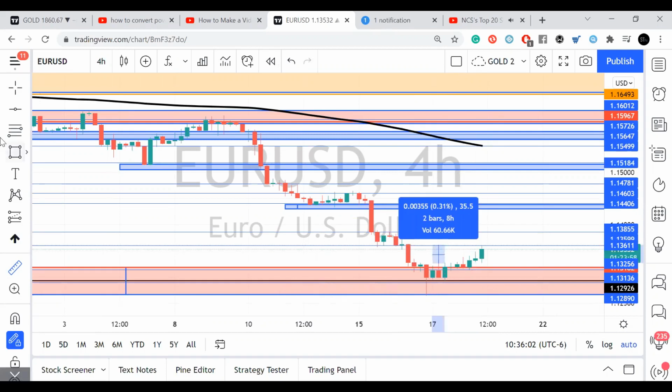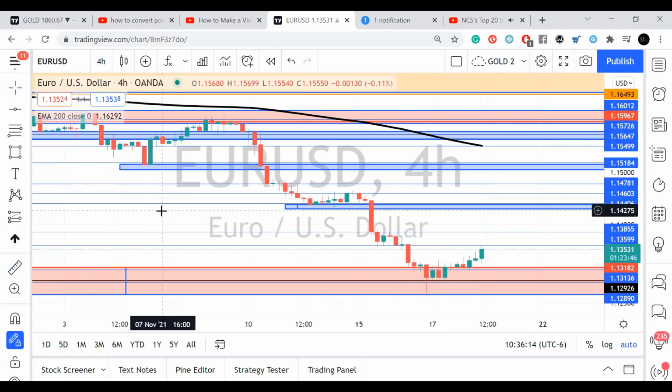And why I don't like trading some of these pairs, that they take so much time before they even make a move. That's why I like to trade GBP pairs, because they move, they give you those volumes.